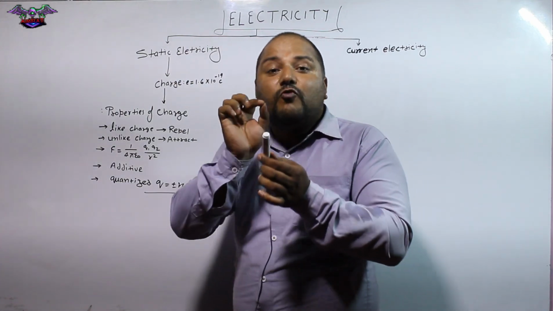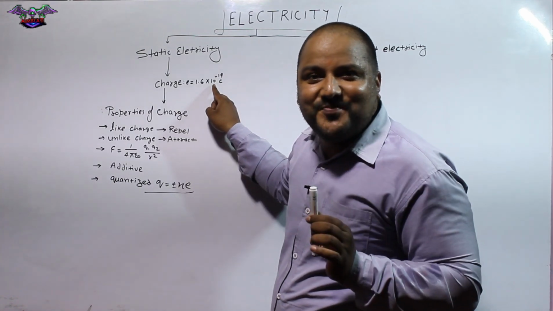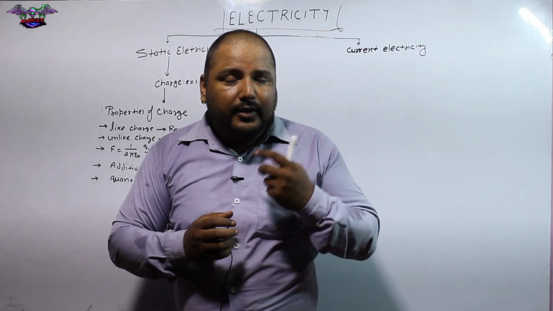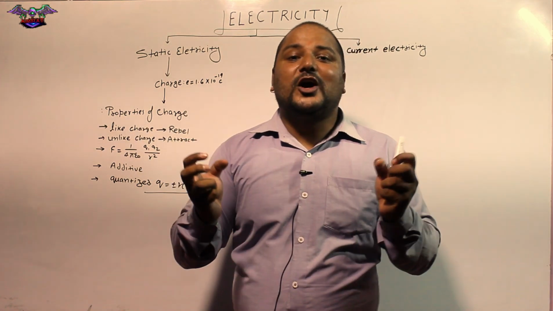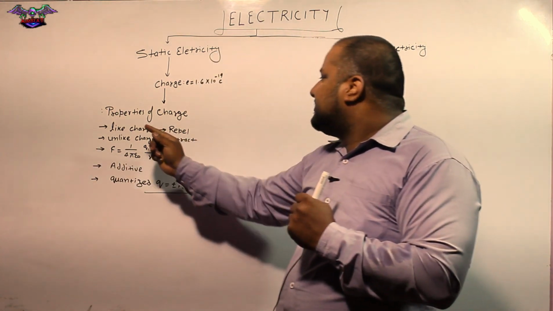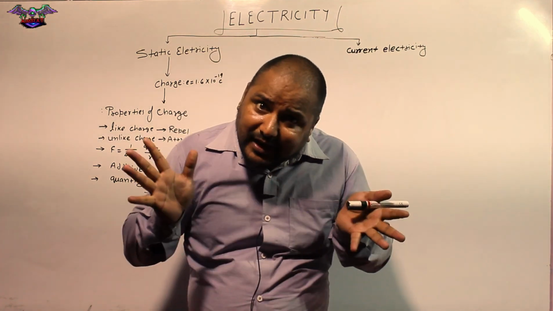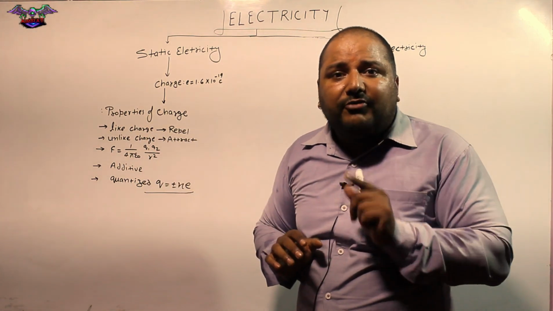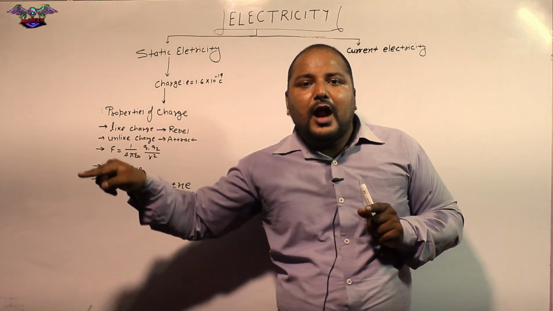The charge on one electron is 1.6 into 10 to the power minus 19 coulomb. And we discussed the properties of charge, which were found through 3 experiments we did. We understood that like charges repel each other, unlike charges attract each other. Second, as like or unlike charges repel or attract, a force is produced, and that force is given by F equals 1 upon 4 pi epsilon naught Q1 Q2 upon R square.